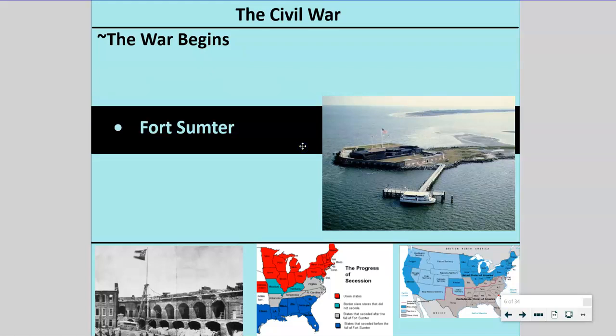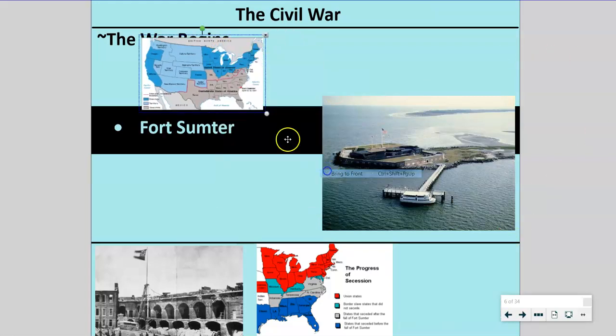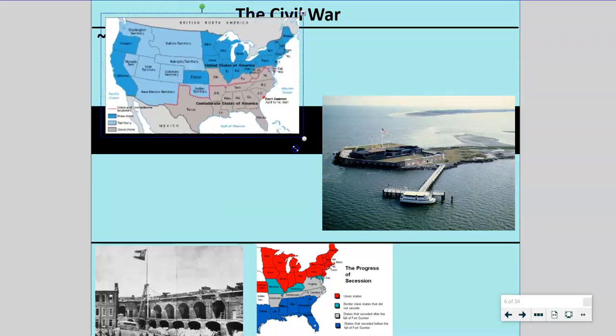All right, so during the lame duck days of Buchanan's presidency, the Confederacy had been seizing federal land and federal forts. So in every state, there are federal forts. The state doesn't actually own the land, the federal government owns that land, and they have military bases there. Buchanan did nothing to stop it. And one of the few remaining forts in the South as Lincoln comes into office is Fort Sumter.